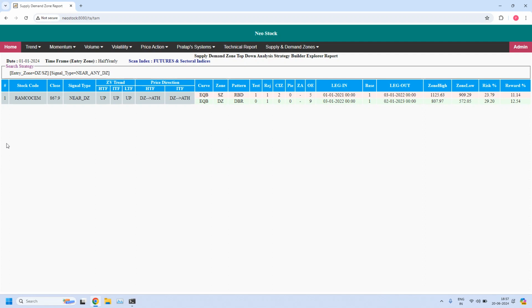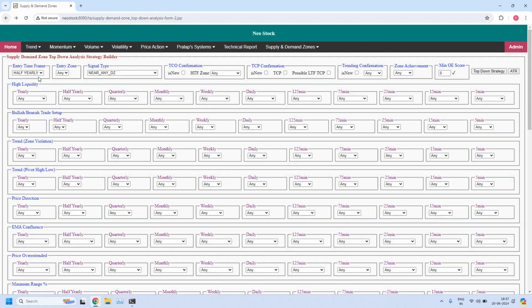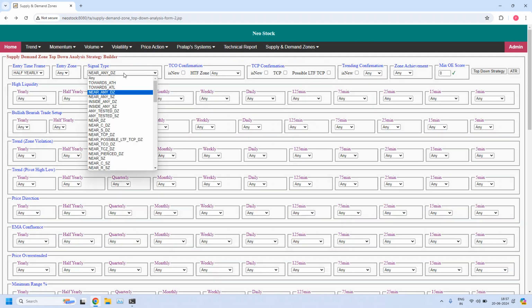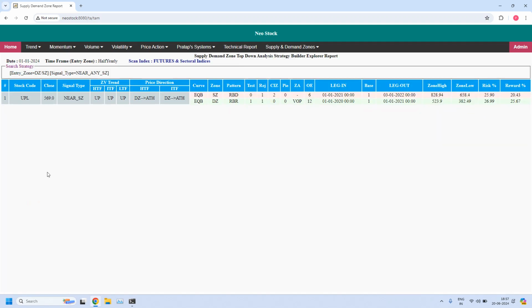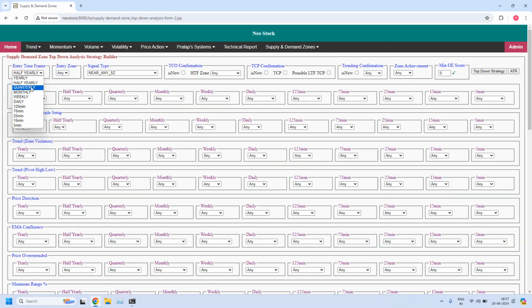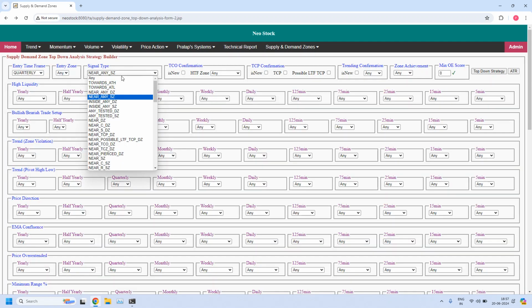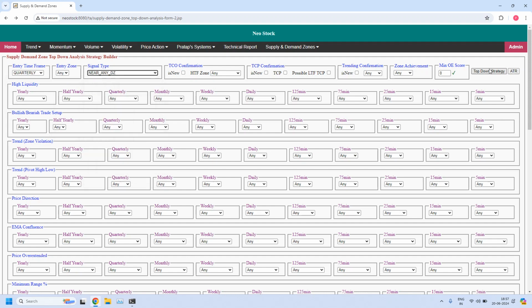Okay, now let me generate the next report. I'm going back. For half yearly time frame, let us find the stocks near half yearly supply zone. So one stock is filtered near to the half yearly supply zone. Now let us generate the reports for quarterly time frame. I'm changing the time frame. Let us find the stocks near quarterly demand zone.